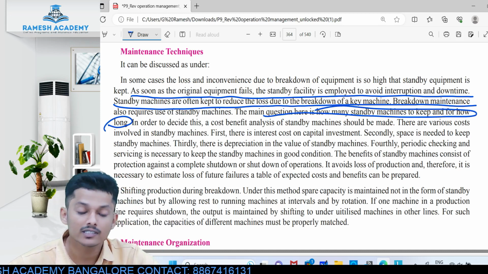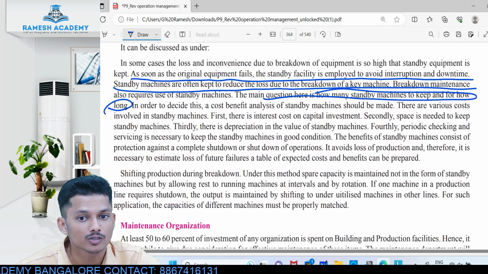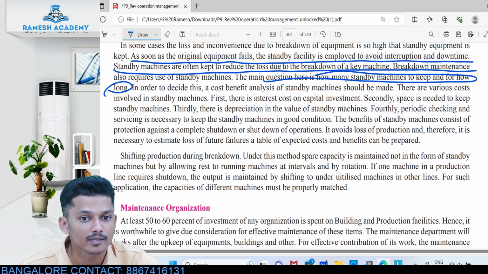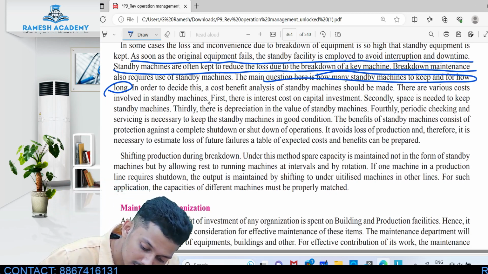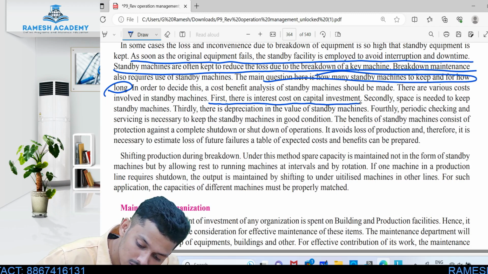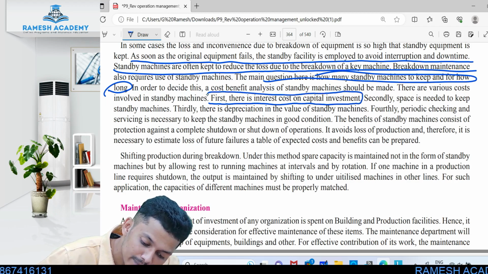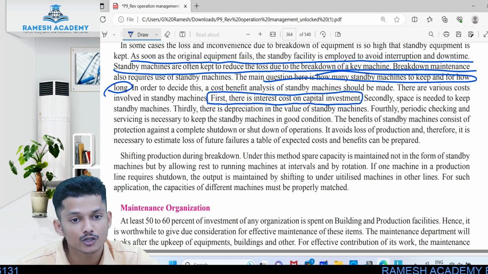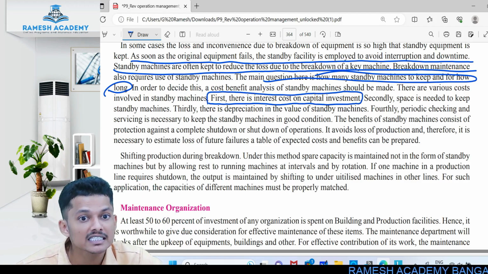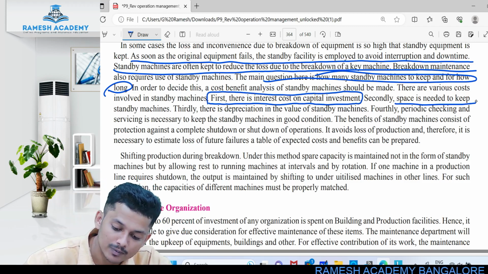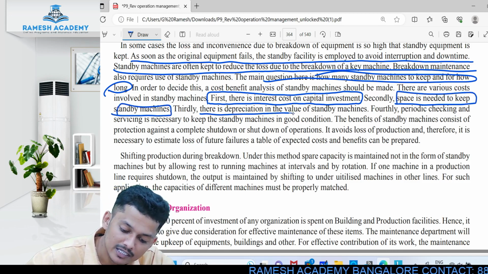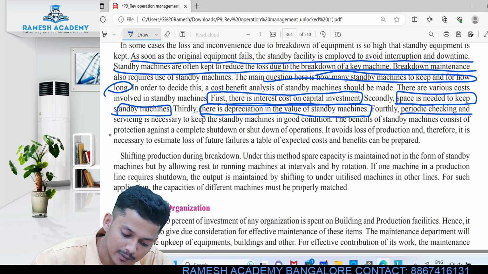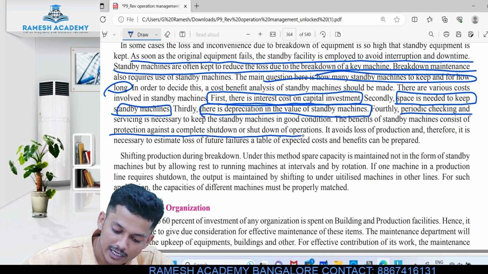In order to decide this, a cost benefit analysis of a standby machine should be made. There are various costs involved in standby machines. First, there is interest cost on capital investment. Like how much interest is being borne on each standby machine. You have to go through with that. Secondly, space is needed to keep standby machines. How much space it is occupying. And thirdly, there is depreciation in the value of standby machines. And fourthly, periodic checking and protection against a complete shutdown of operations.